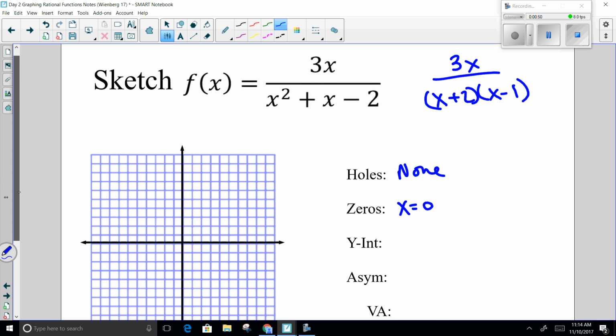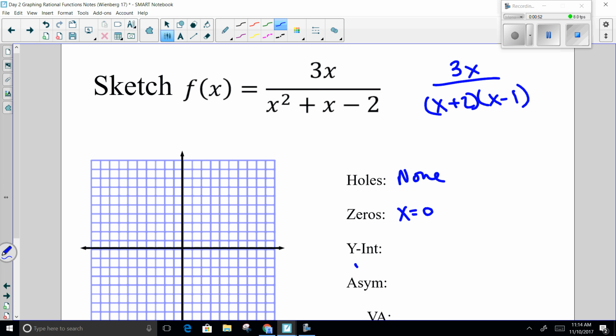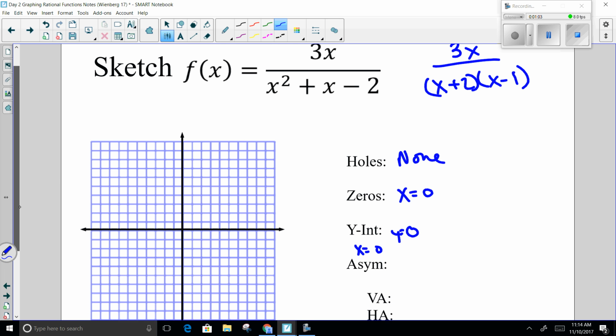We now want to look at the y-intercept. The y-intercept is when x equals 0, so we substitute 0 in. We're going to get 0 over 0 squared plus 0 minus 2. So it'd be 0 divided by negative 2, which is 0. So y equals 0.